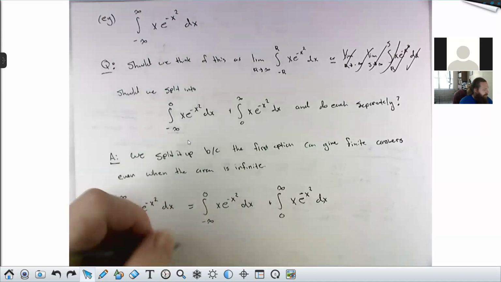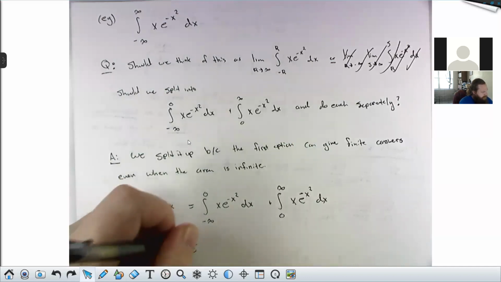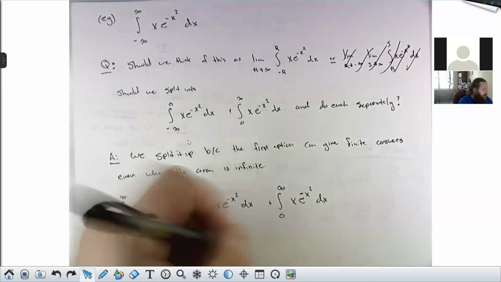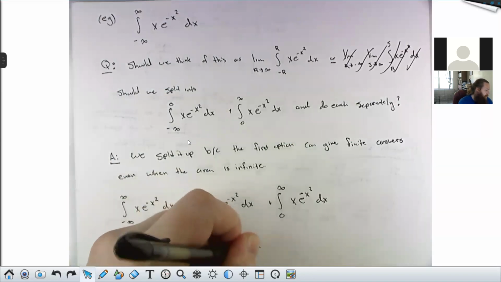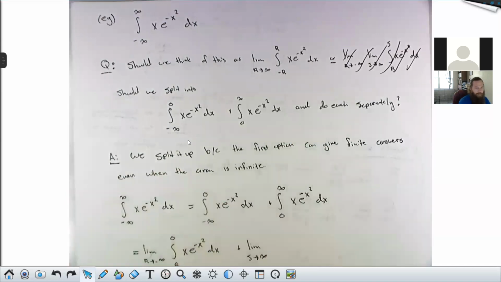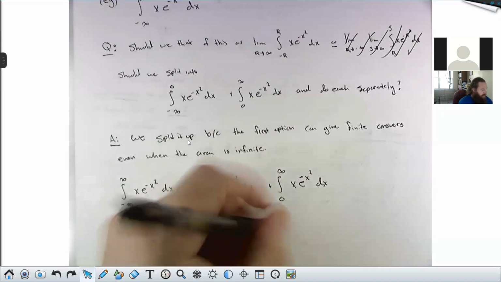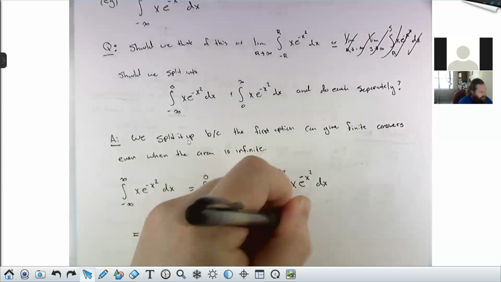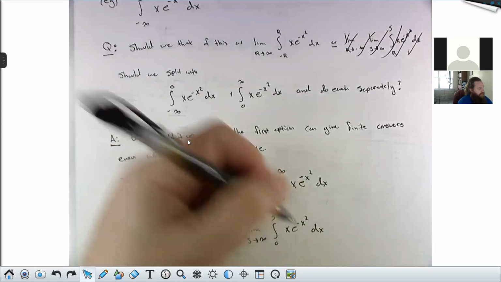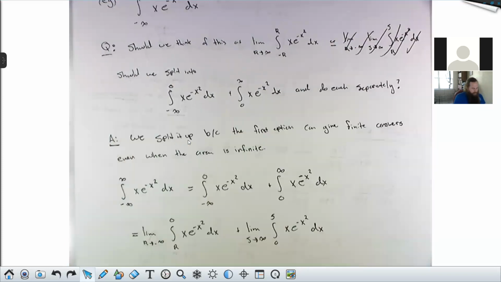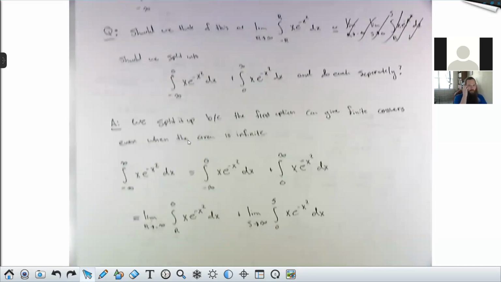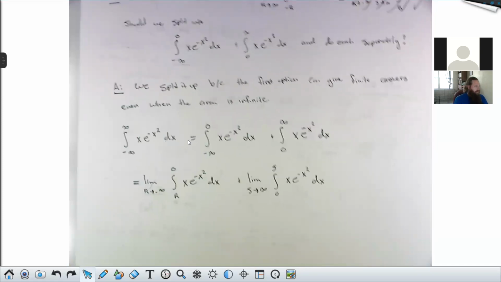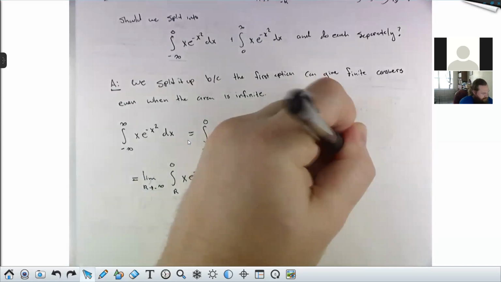So first guy I write lim r to negative infinity, integral r to 0, x e to the negative x squared dx. And the second one, you want to use a different letter here. S works. Lim s to infinity, integral 0 to s, x e to the negative x squared dx. And the antiderivative step here is the same for each, obviously, because the integrand is the same. It's a u sub thing. So these are both done. I'll use the letter z.